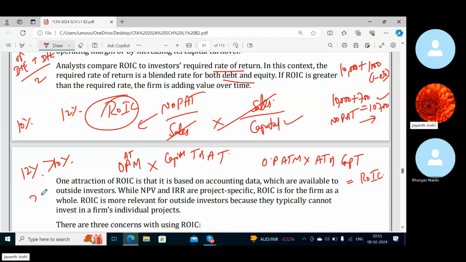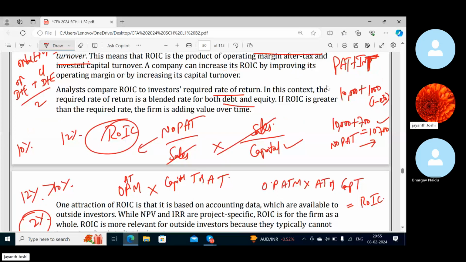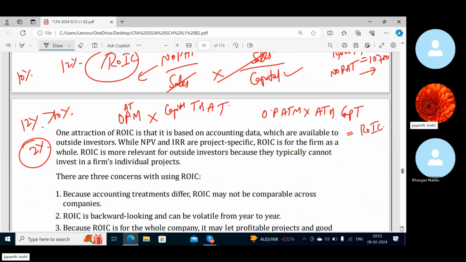Good, because the firm is adding 2% extra value. Or the project, whatever you have taken up, the firm is adding value over time. That means what you expected, it is giving you more than that with more efficient utilization of assets, generating turnover with those assets, and with that turnover you're getting a good amount of profits as well. So you expected 10, they're giving you 12. That means the extra 2% has added value to your company.